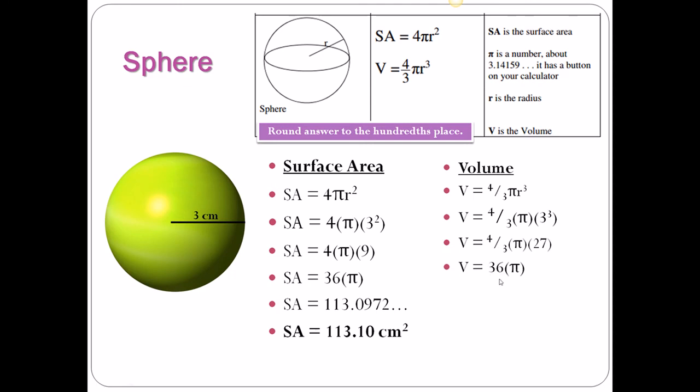And you're going to get 36 pi. Oh my gosh. Oh, that's kind of funny. That's a coincidence. It's not a mathematical error. So we already know we're going to get this answer, 113.0972 dot dot dot. And we know to round to 113.10 centimeters cubed.